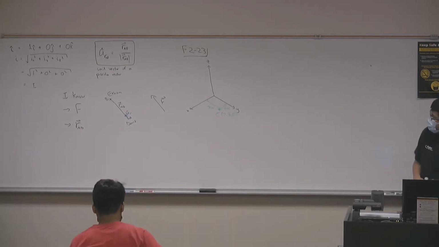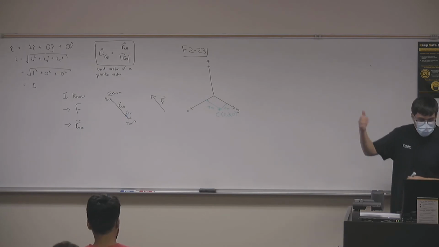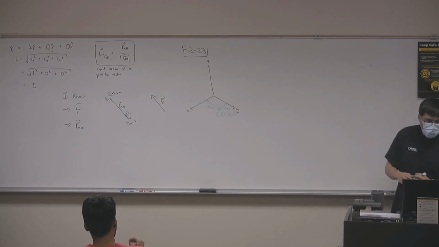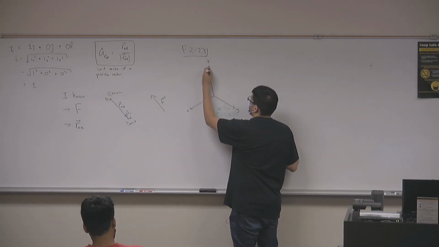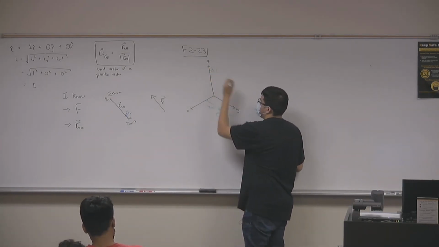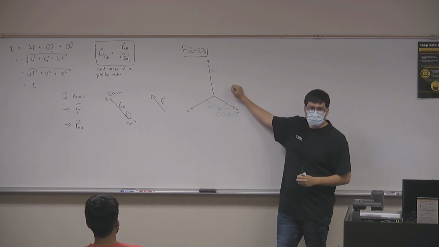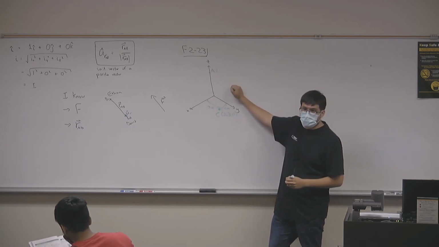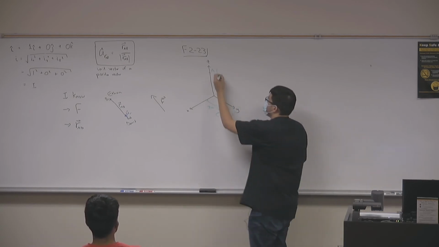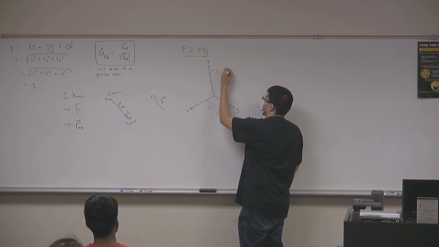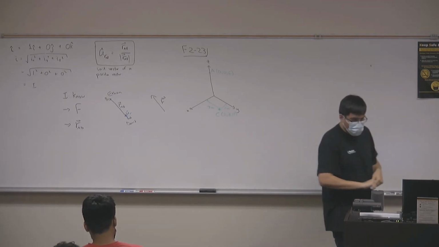And then I have a point A. Point A is located on the z-axis at an elevation of 6 meters. Can somebody give me the coordinates for point A? It's on the z-axis at an elevation of 6 meters. 0, 0, 6. Yep. 0, 0, 6. So those are my 2 points.